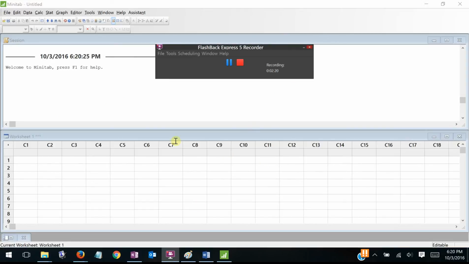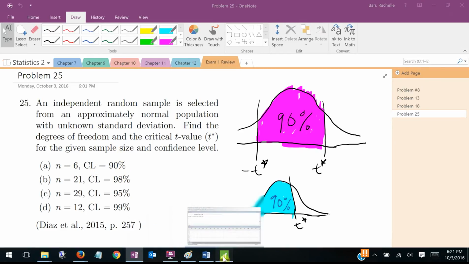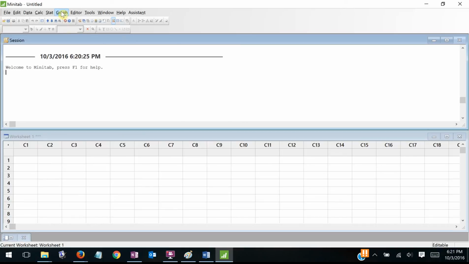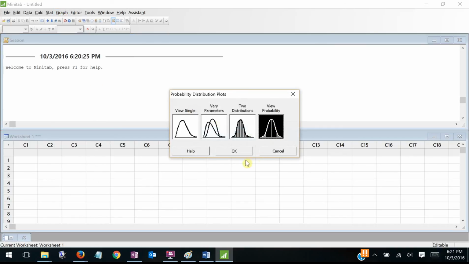And we're back. I didn't force you to see me downloading everything because I thought that'd be nicer. So again, I want to find the T star value for sample size 6, 90% confidence interval. Let's get into this Minitab action. I'm going to go up to Graph, Probability Distribution Plot, View Probability, hit OK.